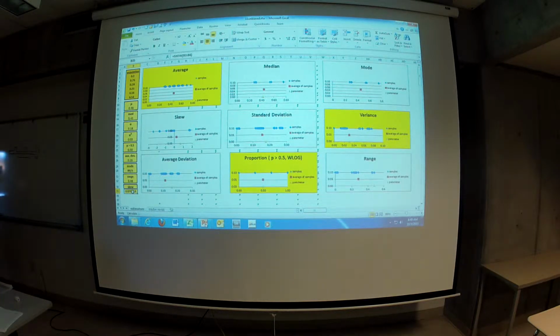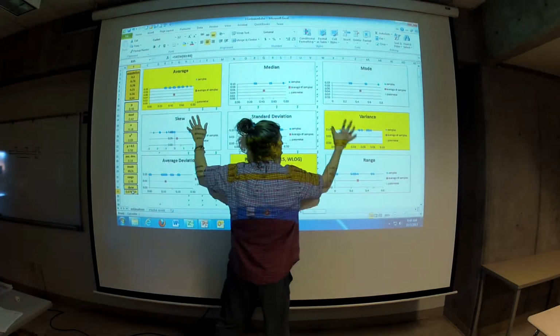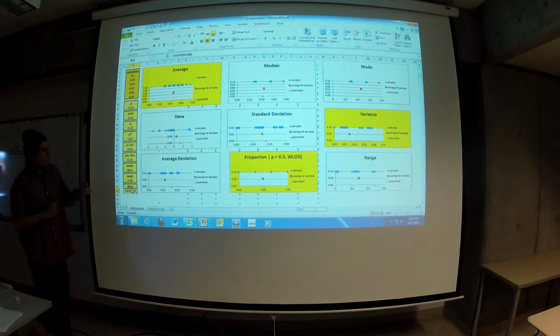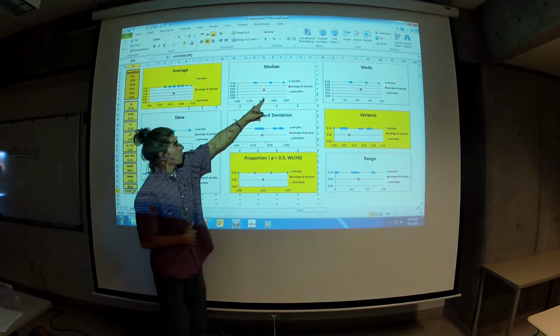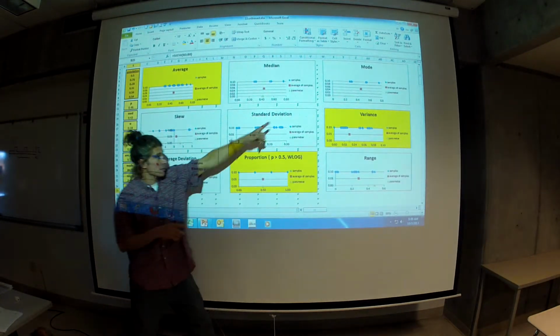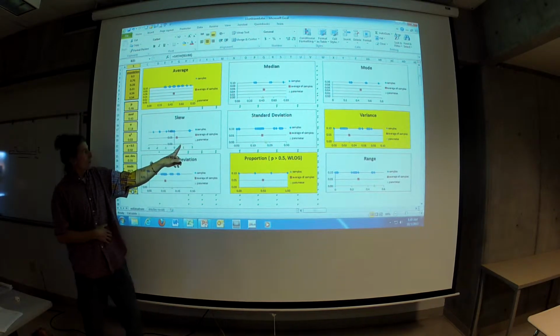Now, what I've done in each of these 9 graphs, it's a little bit hard to look at, but you get the deal. The green triangle represents the value of the parameter, if it exists. The mode doesn't exist all the time, so therefore it's not there.